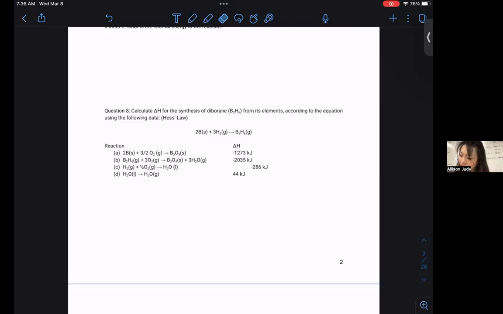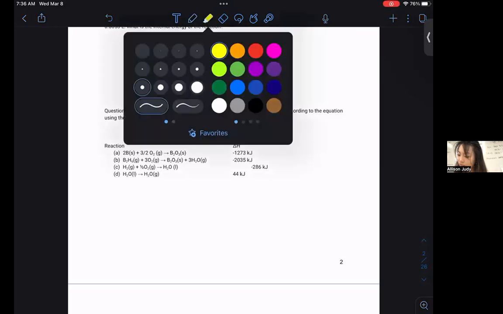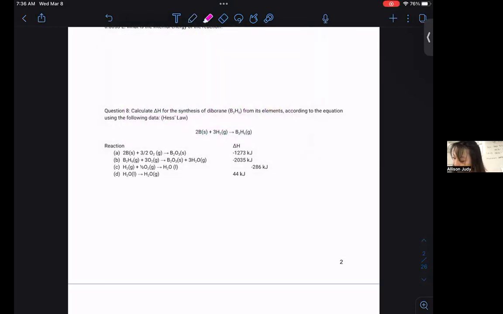So what I'm going to do is I'm going to highlight the elements that I want. So I want 2 boron solid. Okay, so I'm looking for boron solid. So I find boron solid. Do I see it anywhere else in the equations? No. And I also want H2. So I'm going to highlight every place that H2 is found. And I see it in 2 places. Okay, or actually, sorry, 1 place.